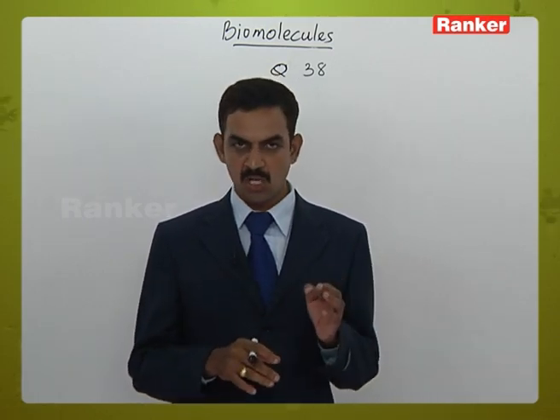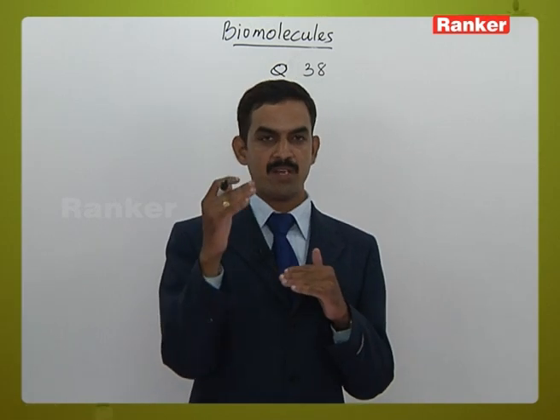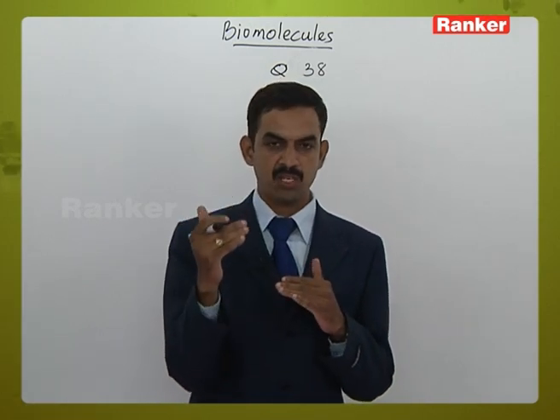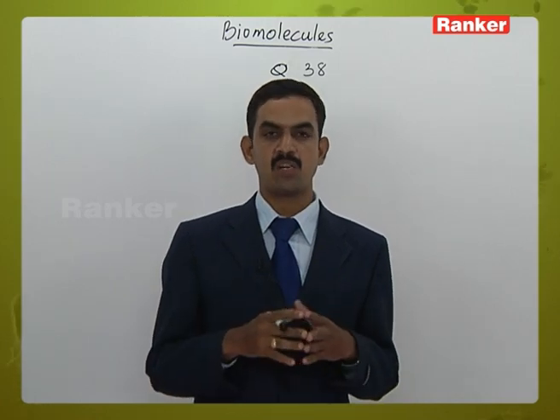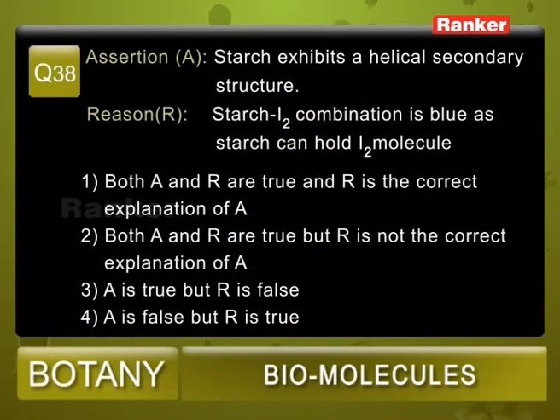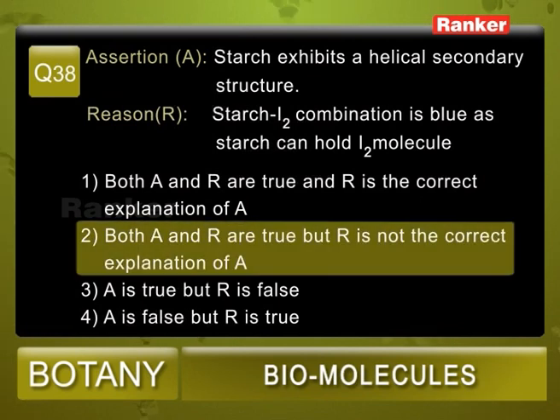So the reason statement is also correct, but the first one is talking about the structure of the starch molecule, the second one is related to the presence of iodine and helical nature. So both A and R are correct, but R is not a correct explanation for the assertion. Question number 38, answer is 2.